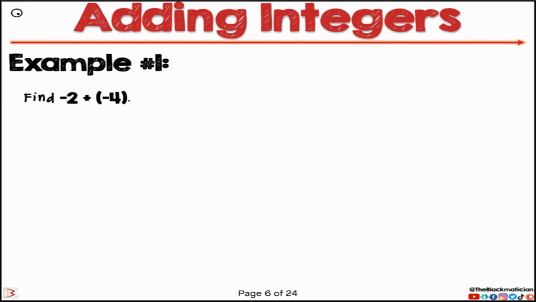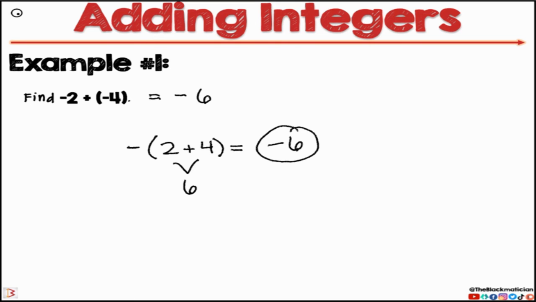First example, we have -2 plus -4, where both of these integers have the same sign, so I know that whatever my answer is, it's going to have to also be a negative number. So we're going to do 2 plus 4, and 2 plus 4 is 6, and that's how we get -6. Another way of looking at this is take the negative out and just simply add the integers together. We know that 2 plus 4 is going to be our 6, and then that just leaves us with a -6. So that's another way of thinking about it.